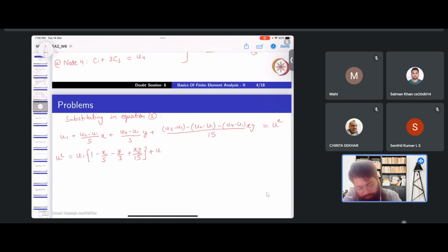Then again for u2, what do we have? We have x by 5 here, and do we have anything in the second term? No, we have something in the third, last term. So we have minus 6y by 15, isn't it? Yes, sir.